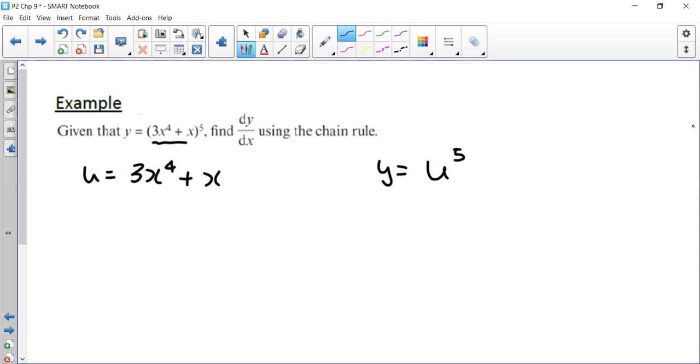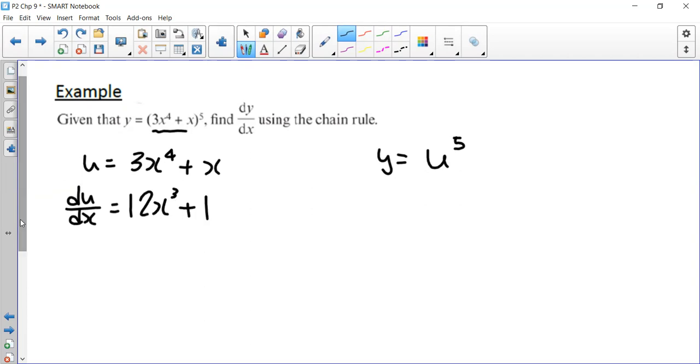So on the left-hand side, on the first function, u equals 3x to the power 4 plus x. To differentiate this one, we're going to do du by dx. Not dy by dx, du, because u is on the left-hand side, and we're differentiating with respect to x. So x is the variable we're differentiating against. So 3x to the power 4 differentiates to 12x to the power 3 plus 1.